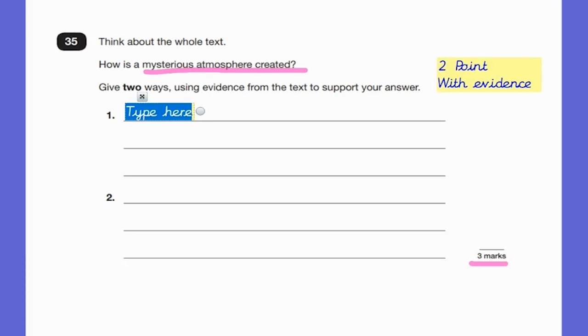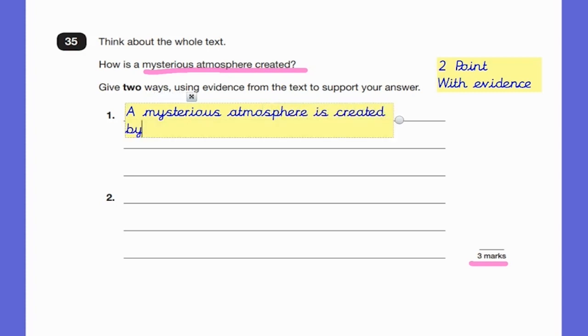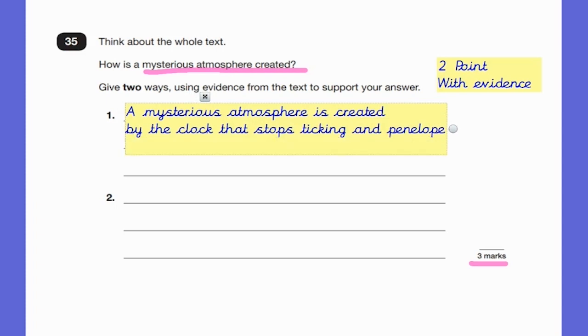that it's made to create a mysterious atmosphere and support at least one point with evidence from the text? So the first would be: a mysterious atmosphere is created by the clock that stops ticking and Penelope can no longer hear the mice. Okay, so that would be a point.